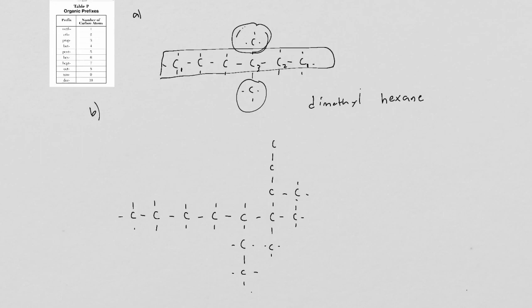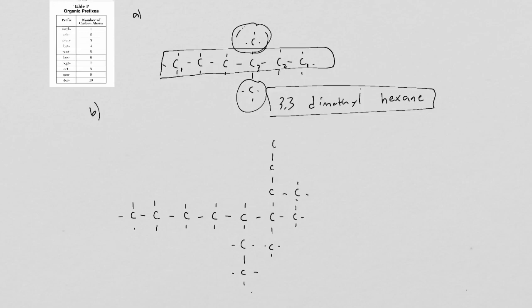But they're both located on the 3rd carbon, so I'm going to call it 3,3-dimethylhexane. And that's the name of that guy right there. Now this next one is really long and complicated. Here we go. The problem with this one basically is, where's the long chain?